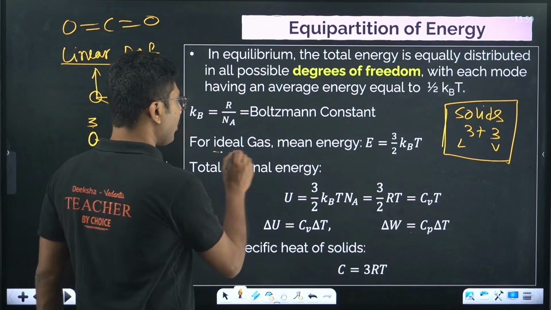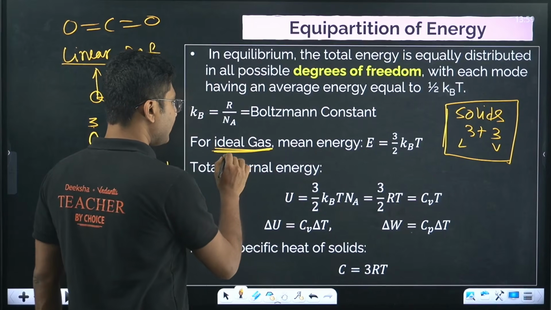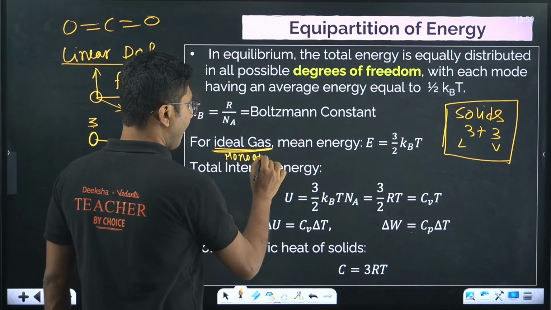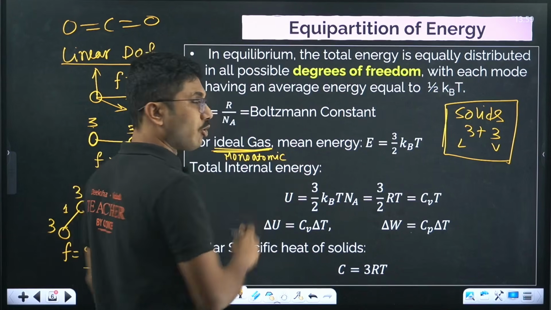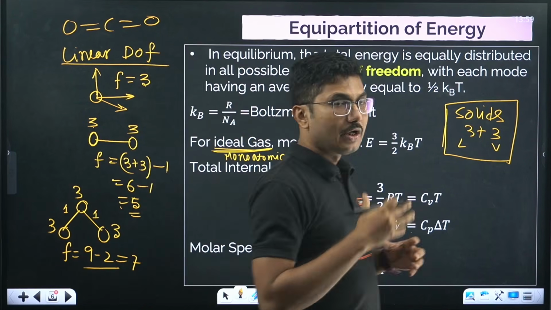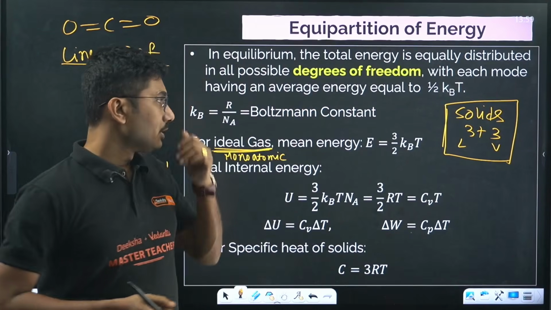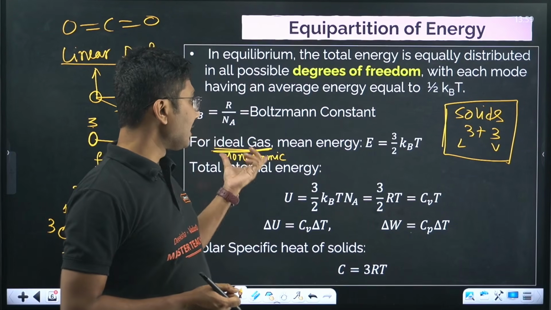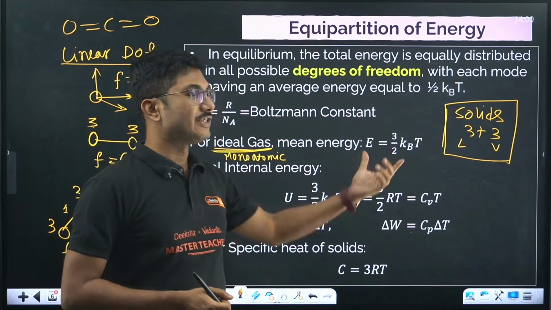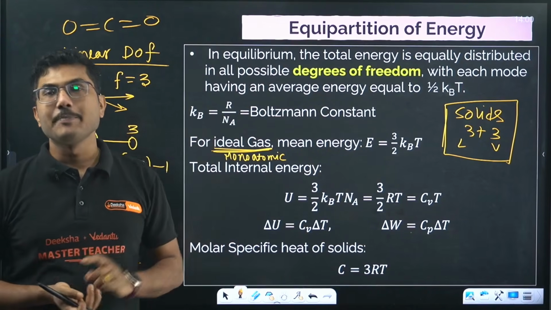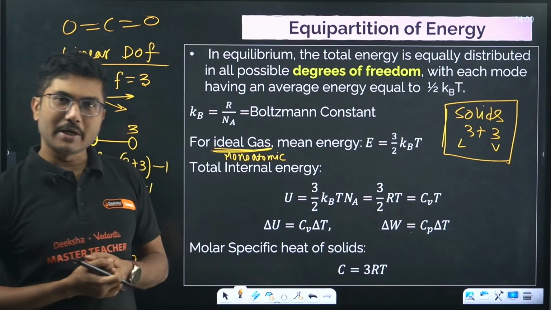Ideal gases are always considered monoatomic. They do not form any bond between them. They are spherical, rigid. They collide with each other elastically, if you remember the postulates. So for ideal gas, they are monoatomic and their mean energy is 3 by 2 kBT. For 1 degree of freedom, half kBT. For 3 degrees of freedom, 3 by 2 kBT.